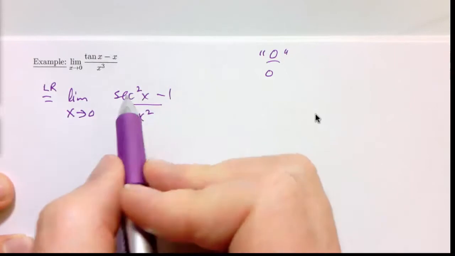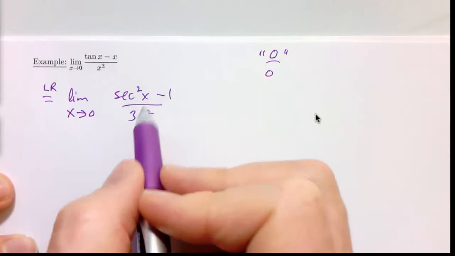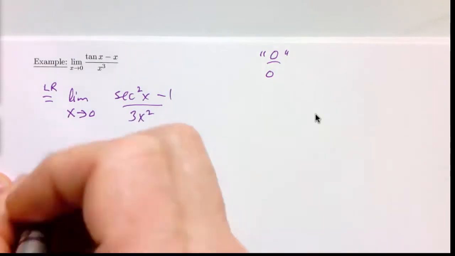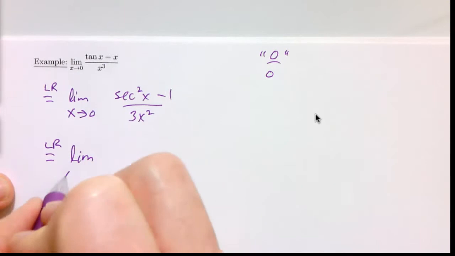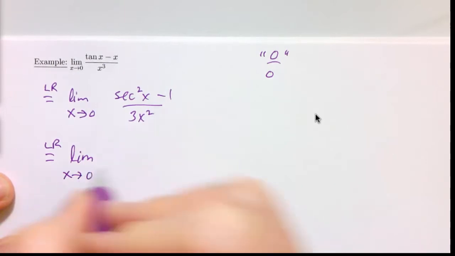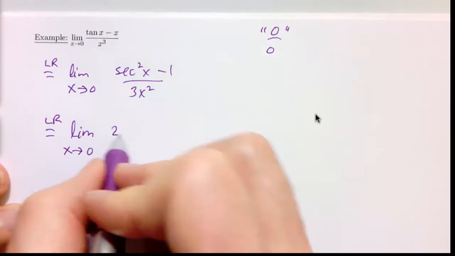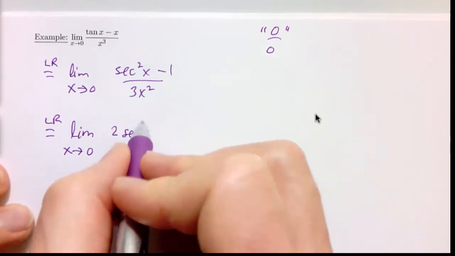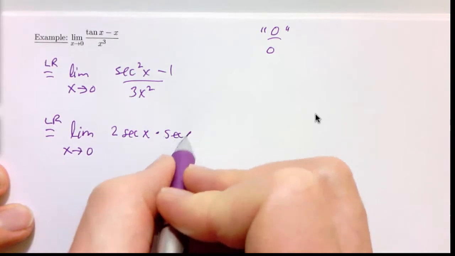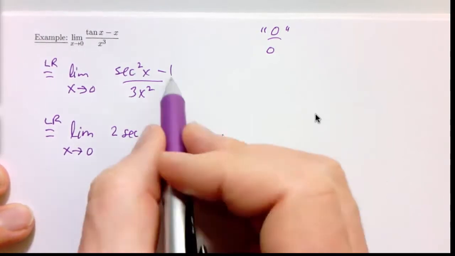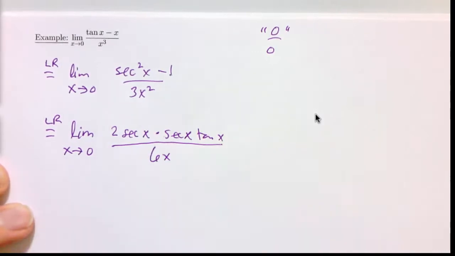Right. As x goes to 0, secant squared is 1, so 1 minus 1, 0 on top, 0 on the bottom. L'Hopital's rule again. Now things get a little bit ugly, but we have to do the chain rule here. We've got secant squared, so we get 2 times secant of x to the 1 power times the derivative of secant x, which is secant x times tangent x, minus the derivative of 1, which is 0, all over 6x.